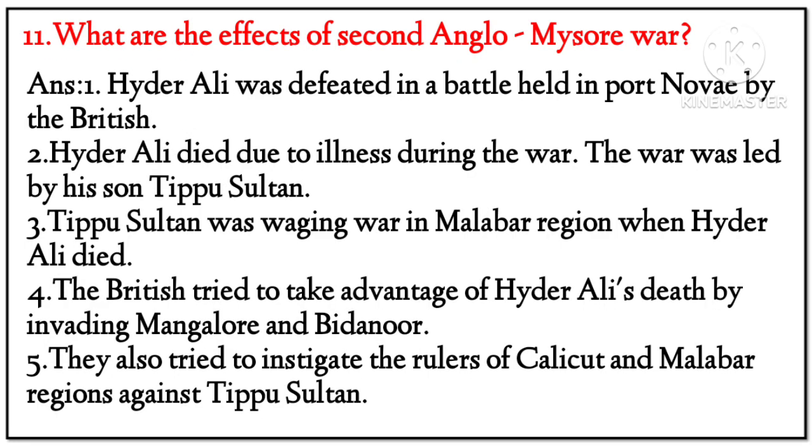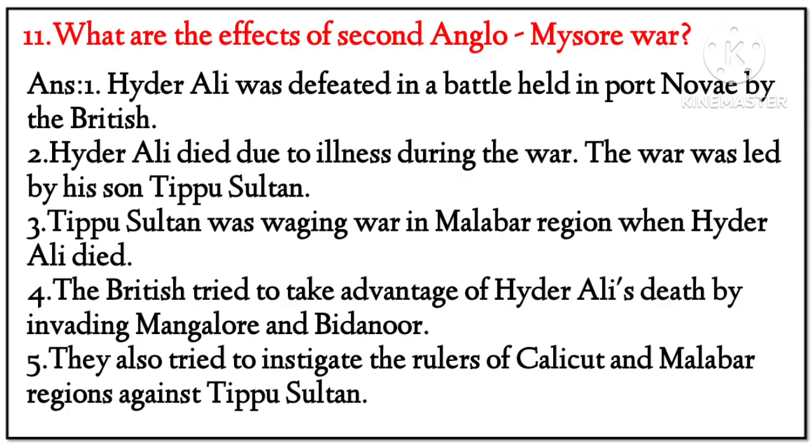Eleventh question: What are the effects of the Second Anglo-Mysore War? Answer: Hyder Ali was defeated by the British in the battle held in Port Nova. Hyder Ali died due to illness during the war. The war was led by his son Tipu Sultan. Tipu Sultan was waging war in the Malabar region when Hyder Ali died.